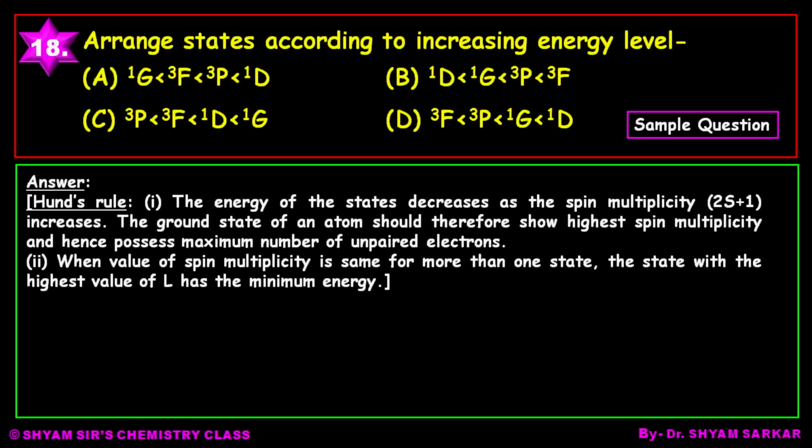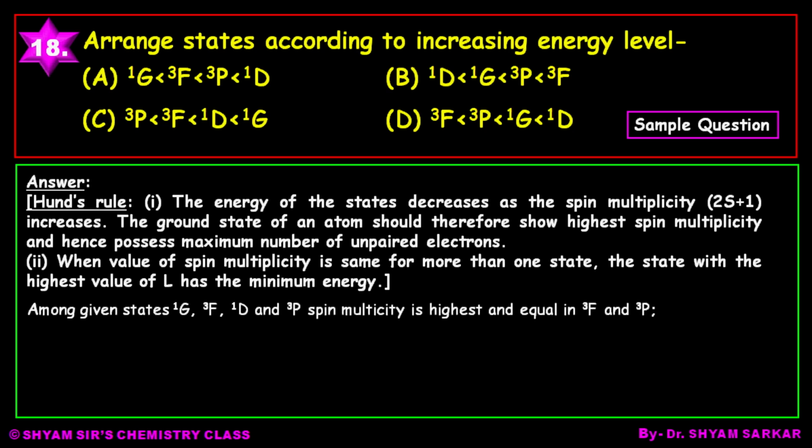So you have to see which one is having the highest L values, that will have minimum energy. Now here 4 options are given: 1G, 3F, 1D and 3P. These 4 states are given. Among these 4, the highest spin multiplicity is in 3F and 3P, in both cases 3. So for 3F and 3P, when spin multiplicity is the same, you have to see L values.